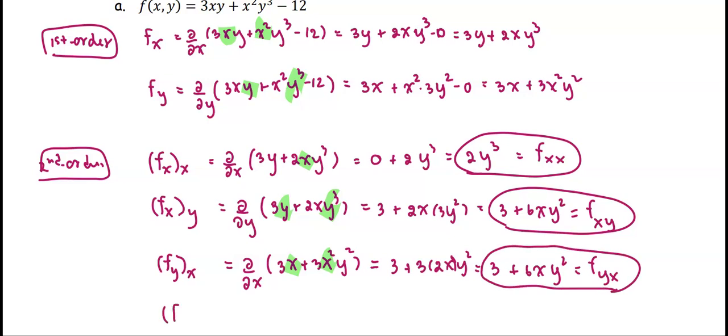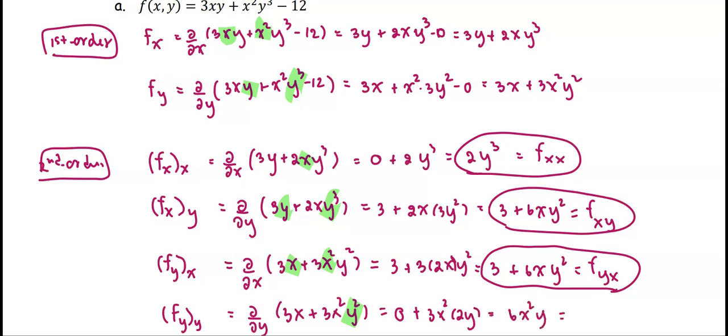And the last one, f subscript y, or the partial of f with respect to y, and then find the partial with respect to y on top of it. Then we find partial with respect to y. We're going to treat y as the variable. The rest is going to be the constant term. The first term is going to be 0. Second term is going to be 3x squared multiplied by 2y. And then simplify to be 6x squared times y as partial derivative of y, and then with respect to y.